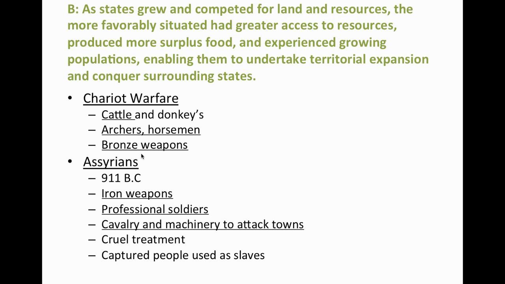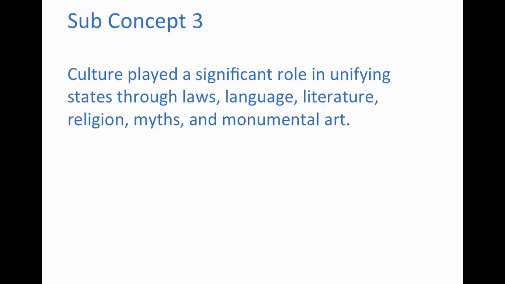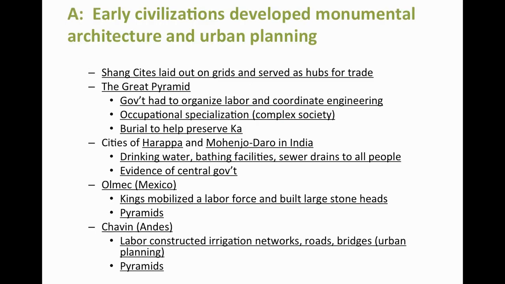The chariot. All right, subconcept 3: culture played a significant role in unifying states through laws, language, literature, religion, myths, and art. The substrand is that early civilizations developed monumental architecture and urban planning. So what are some examples of that? Would be the Shang cities, the Egyptian Great Pyramid. Those pyramids were used to preserve, or at least help the pharaoh get to the next life.